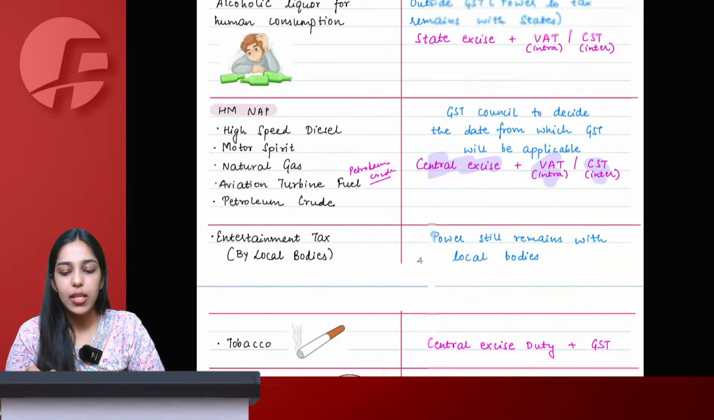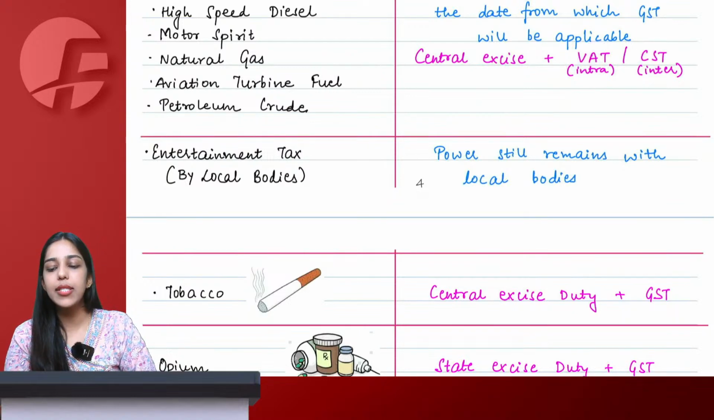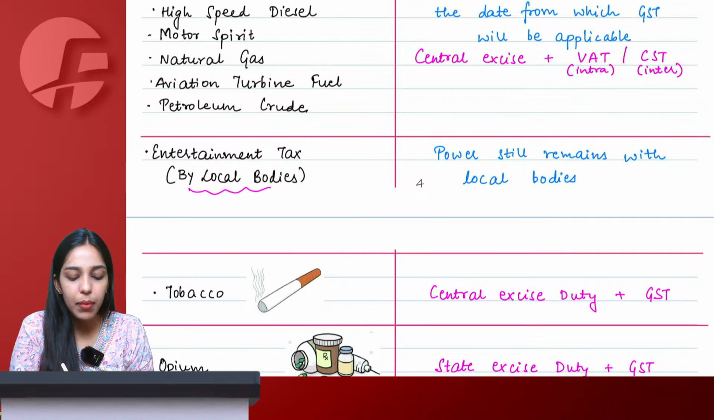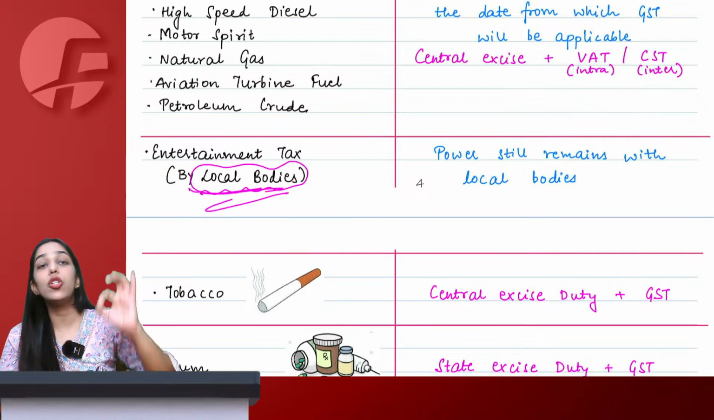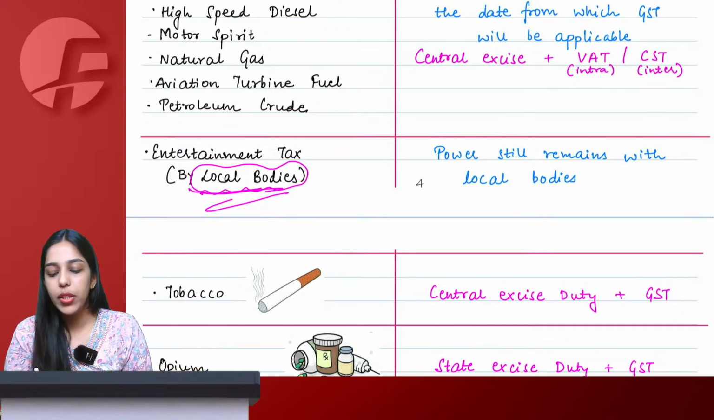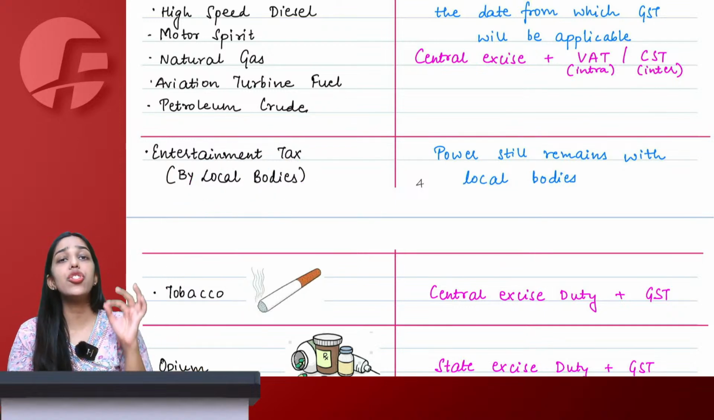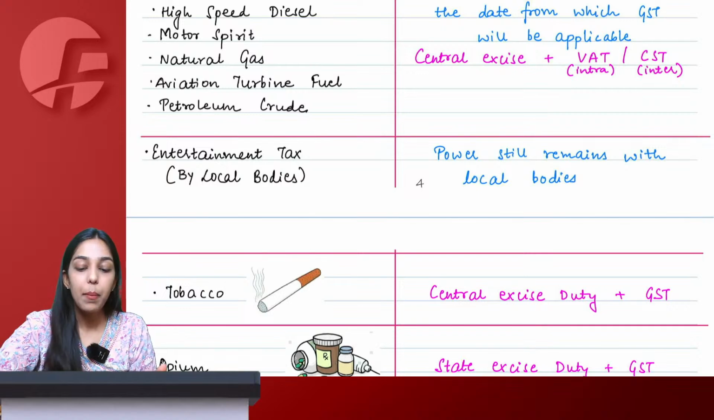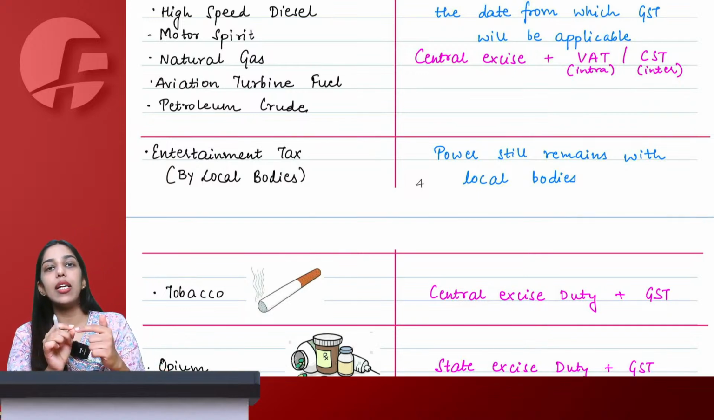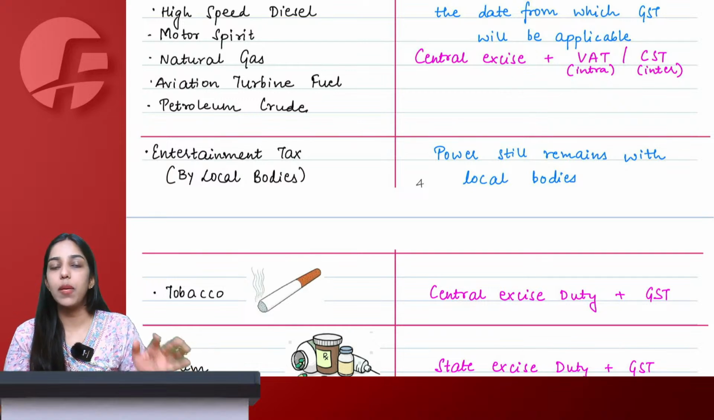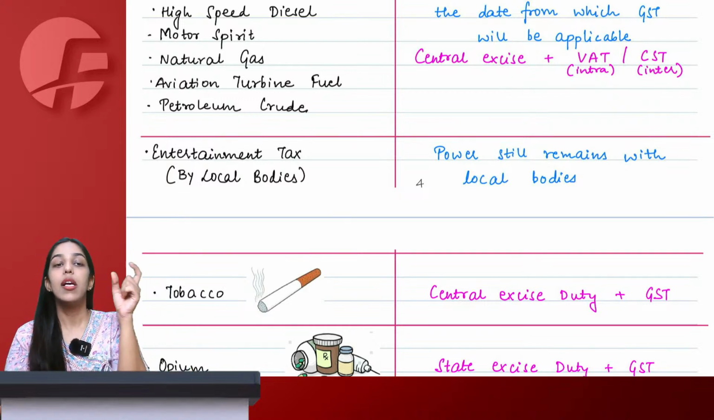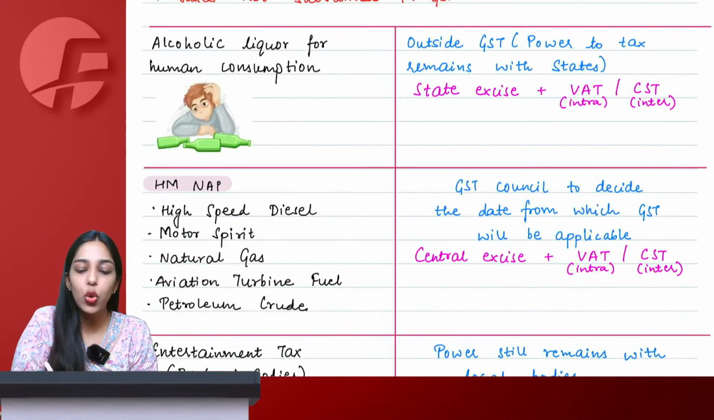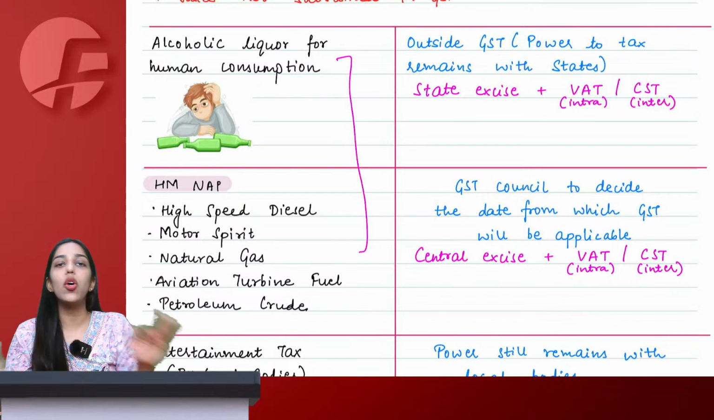Then entertainment tax. See, normally entertainment taxes are subsumed in GST, but not the entertainment taxes that were levied by local bodies. The power to levy those entertainment taxes still remains with the local bodies only. So generally, if someone asks, is entertainment tax subsumed in GST? The answer is yes. But the entertainment taxes levied by local bodies are not subsumed, and the power to levy them still remains with the local bodies. Then talking about tobacco, see, there are only two products today on which GST is not at all levied, right?